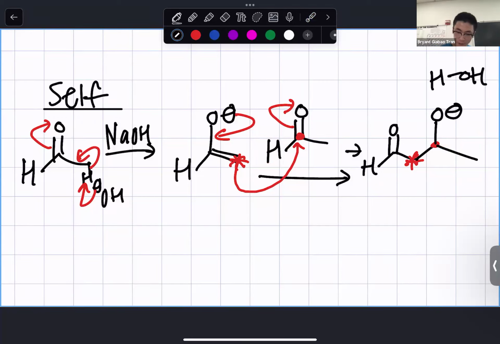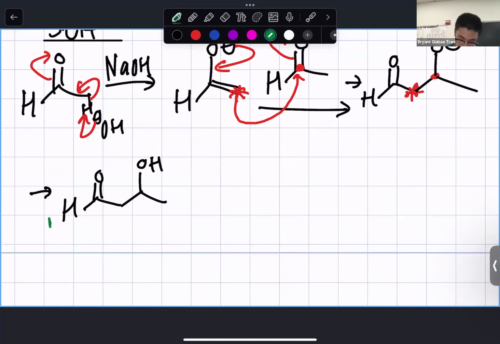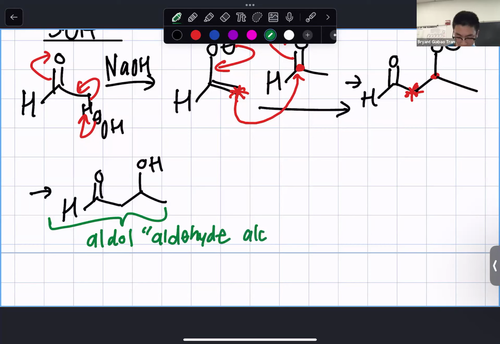So we formed water in the first step when we deprotonated the alpha hydrogen, which is going to be our proton source to protonate the O minus charge and create our aldol. This right here is our aldol. You could think of it as aldehyde plus alcohol. Aldol.